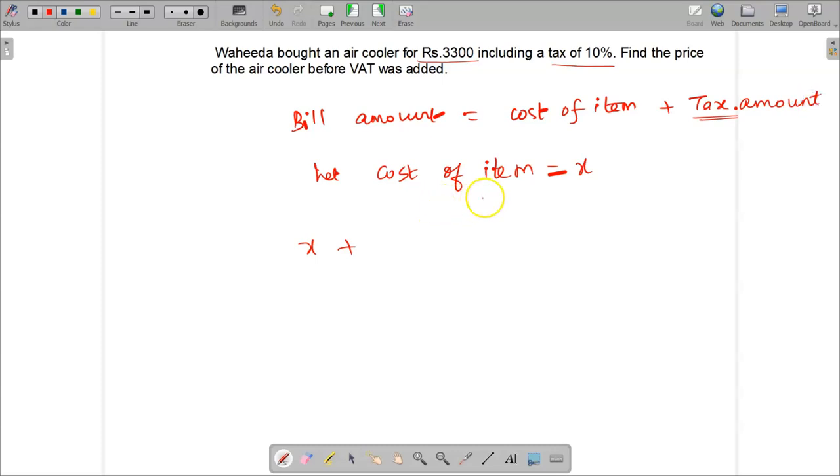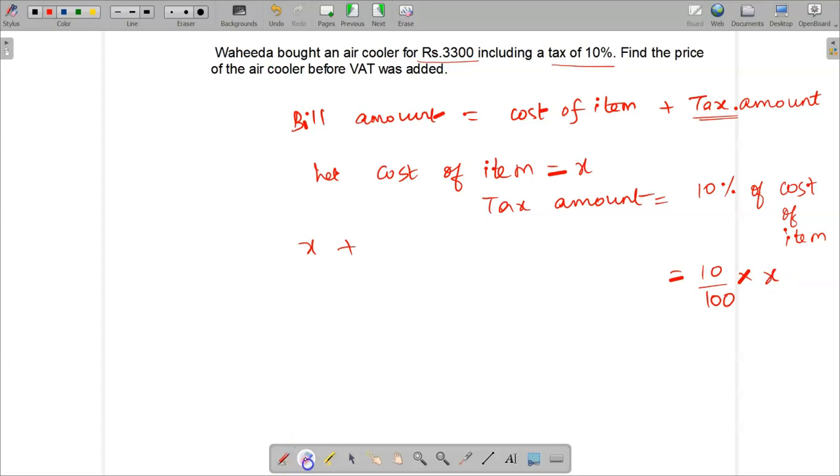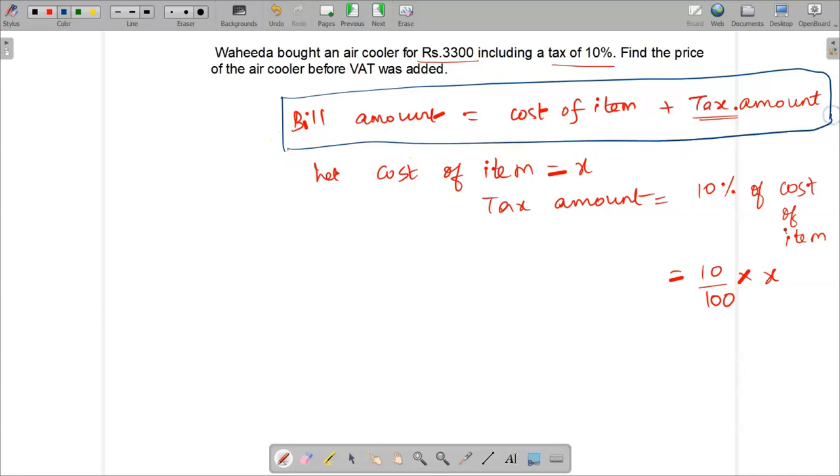So the tax amount is given by the particular tax, that is 10% of the cost of the item. 10% is nothing but 10 by 100 into the cost of the item, which is x. So coming to the formula, bill amount is given by cost of the item plus tax amount. Tax amount is 10 by 100 into x, and cost of the item is x.